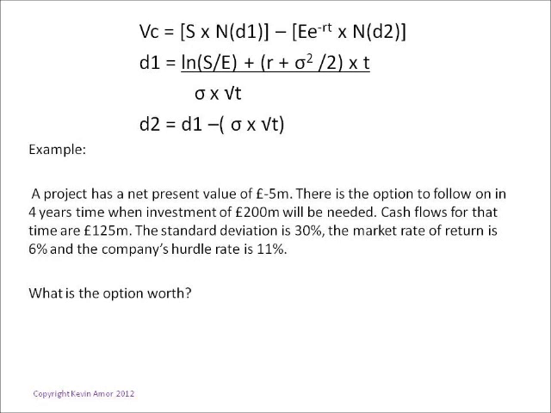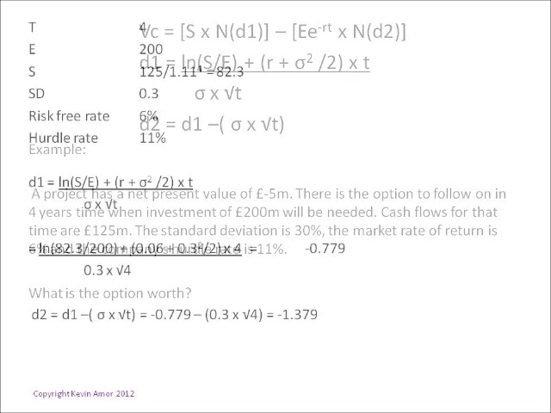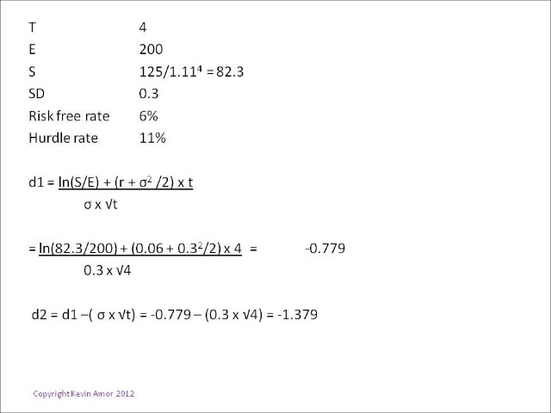Well, this is a call option because what you're being asked to do in 4 years' time is to consider spending 200 million. So 200 million is going to be the exercise price. The time period is 4 years. The share price is, well, what would this project be worth today? Well, it's going to be worth 125 in 4 years' time. This is a project, so we'll look at the project risk. So we'll discount this to today using the hurdle, 1.11 to the power 4. Standard deviation is 30%, risk-free rate is 6%, etc., etc.